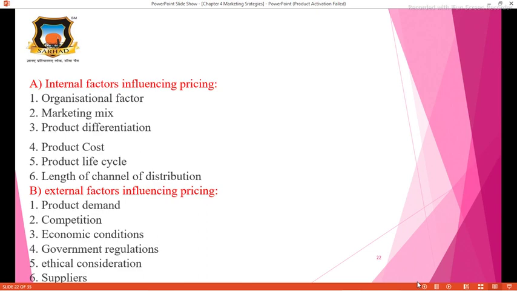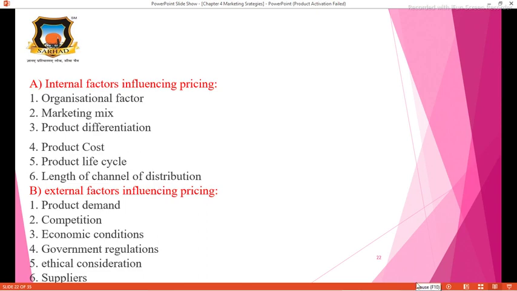Thus, the pricing decisions of the firm are affected by the pricing decisions of the suppliers also. If the suppliers increase their material prices, the price automatically increases, and if the suppliers decrease their prices of the material, automatically the prices will decrease.